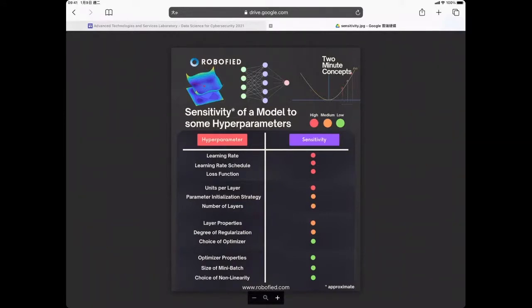As a designer, you have to choose what kind of parameters, what value you want to use, because those values deeply influence the effectiveness and the efficiency of your model. So here's a list of hyperparameters. For example, learning rate schedule, loss function. The right hand side is the sensitivity, which means if you try to fine-tune those hyperparameters, how sensitive those hyperparameters are. If you change this value with high sensitivity, that means your model changes a lot.